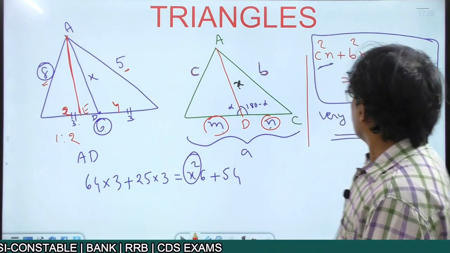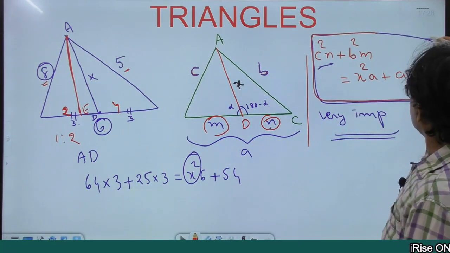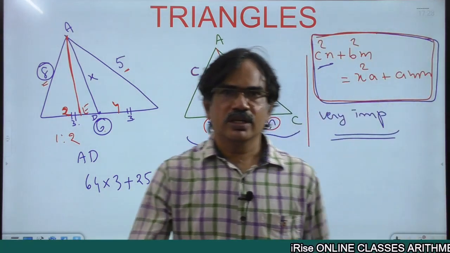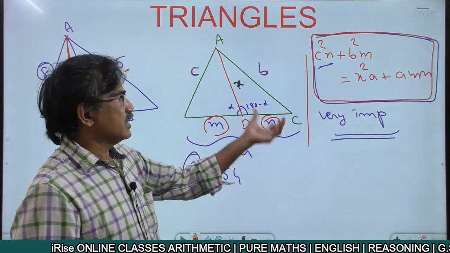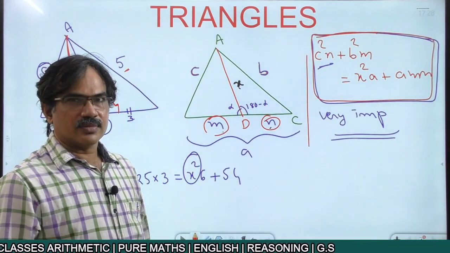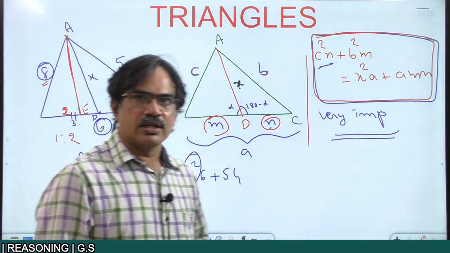Okay, so know this formula once again: c square n plus b square m is equal to x square into a plus a m n. Okay, I'll give the problems related to this also.